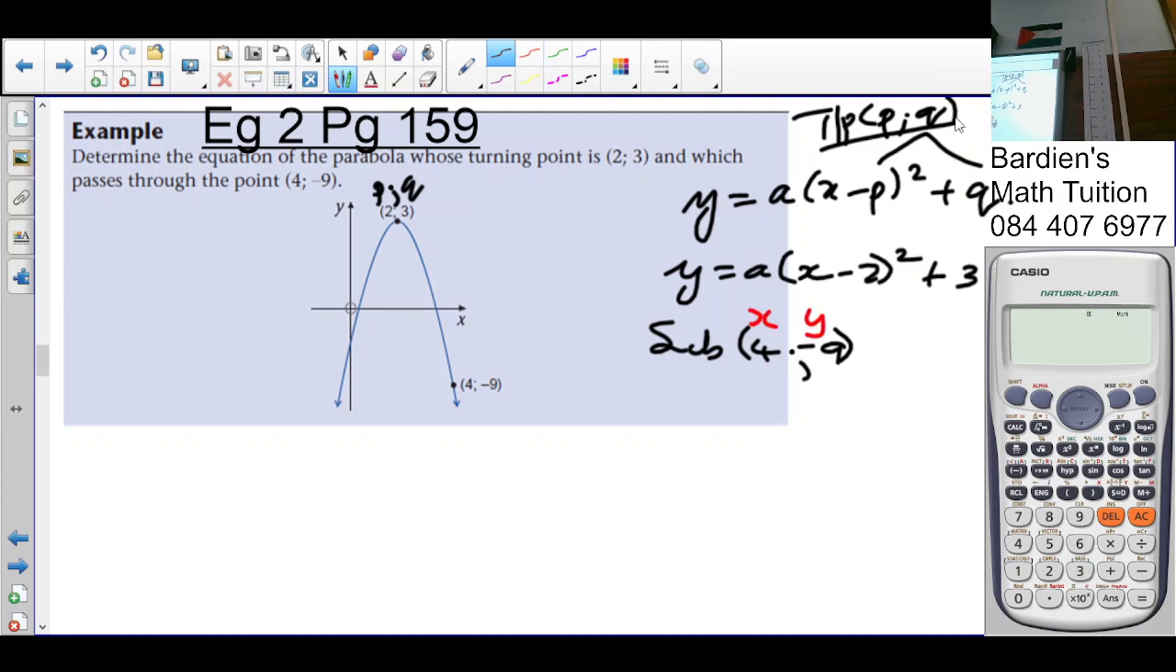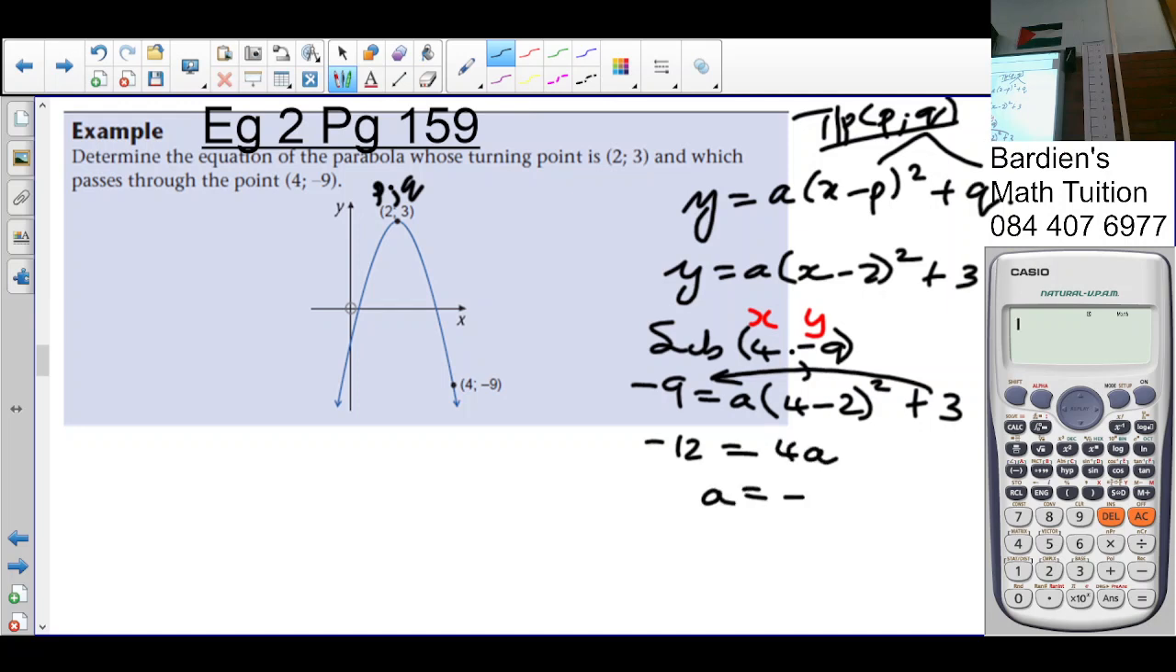Okay. So we have negative 9 is equal to a into 4 minus 2 squared plus 3. Take it over the equal sign, it becomes minus 9 minus 3 is negative 12. That's going to give you 4 minus 2 squared is 4a. Divided by 4, so I get negative 3. So what's the equation now? y is equal to negative 3 into x minus 2 squared plus 3.